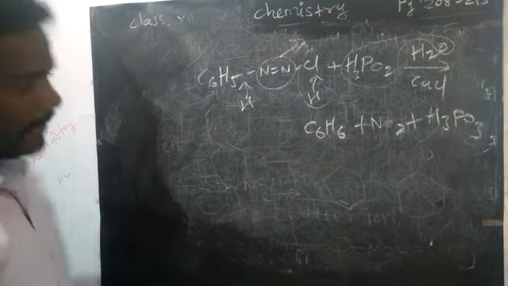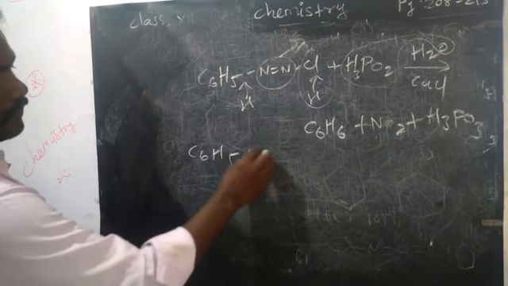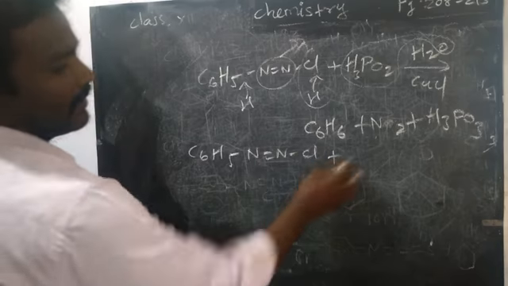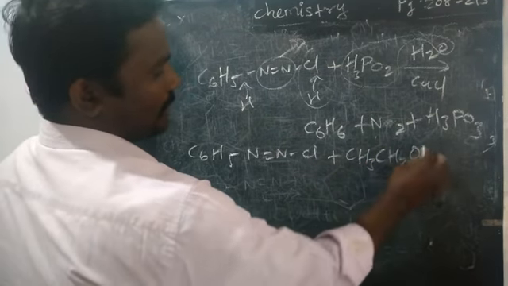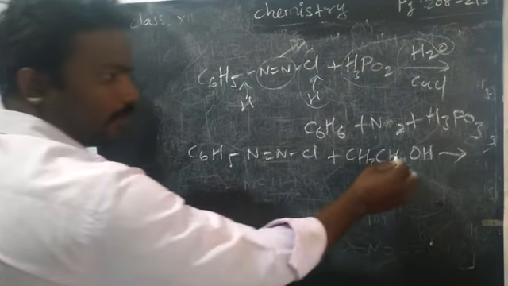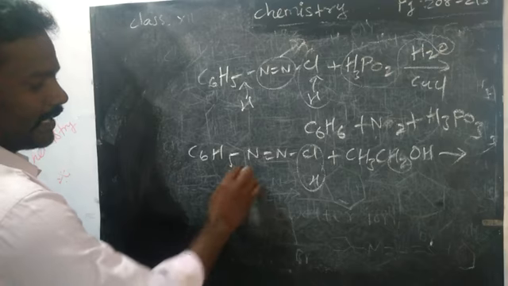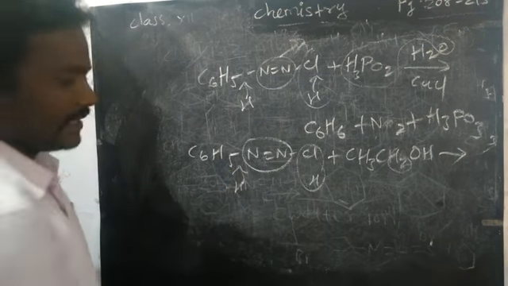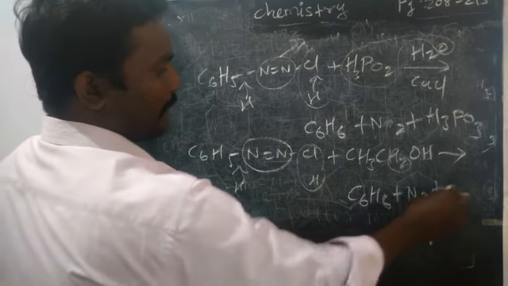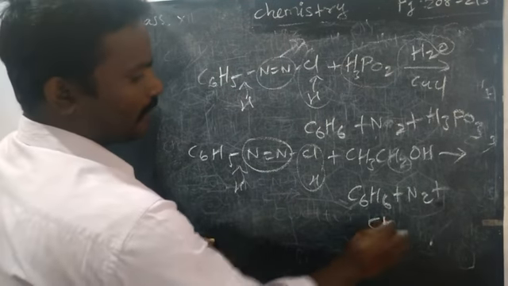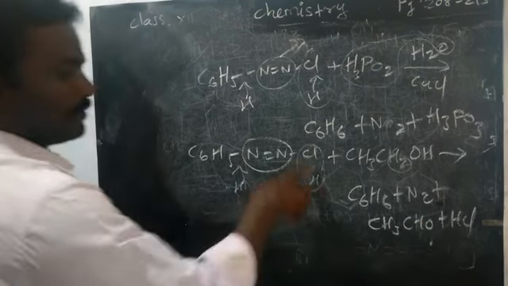Okay, the same type of reaction with ethyl alcohol. C6H5 N double bond NCl with ethyl alcohol, CH3CH2OH. Now what will happen? You take these two hydrogens. One hydrogen will go as water. Another hydrogen we can add up. So you can remove the nitrogen gas. Here also we will get the benzene ring with nitrogen gas and also CH3CHO aldehyde compound with HCl also.